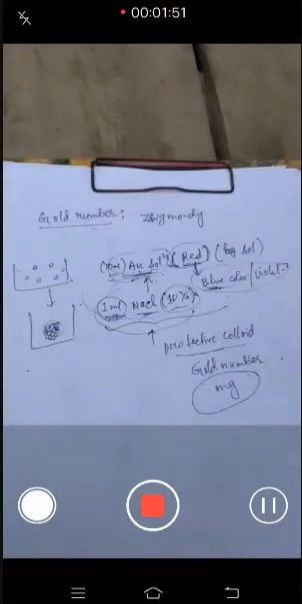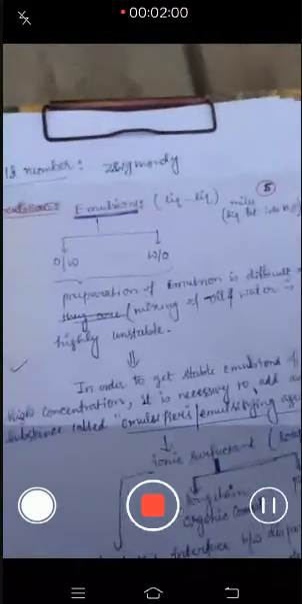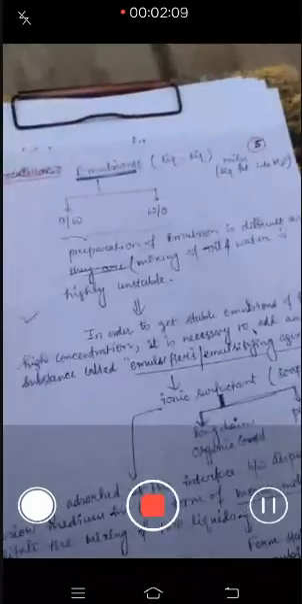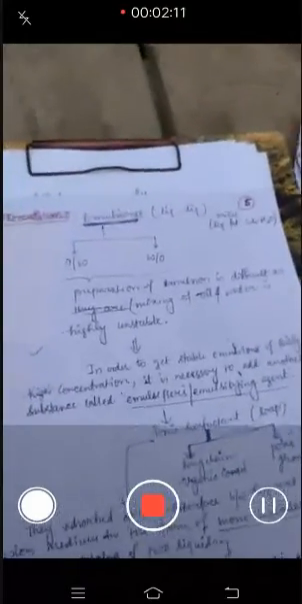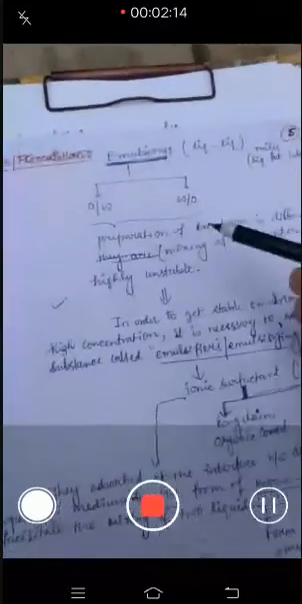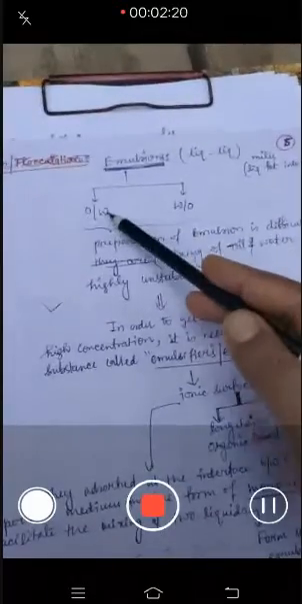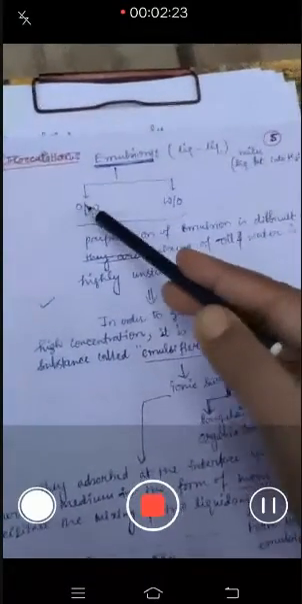Now, this is gold number, and in your syllabus there are also emulsions. Emulsions mean when the dispersed phase as well as the dispersion medium are both liquid. That type of colloidal solution is called emulsion. Emulsions are of two types. I have given these questions in your assignment 2, but I am explaining in short. In the classification, there are two types of emulsion: oil in water, when water is the dispersion medium and oil is the dispersed phase, and water in oil.